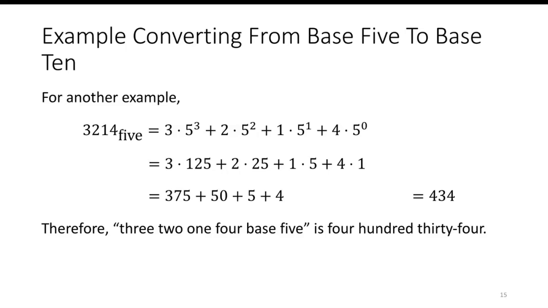For another example, 3214 base 5. Well, the 4 there, the far right, is 5 to the 0. And then you have 1, 2, 3 places there. So we end up with 3 times 5 to the third, plus 2 times 5 squared, plus 1 times 5 to the first, plus 4 times 5 to the 0.